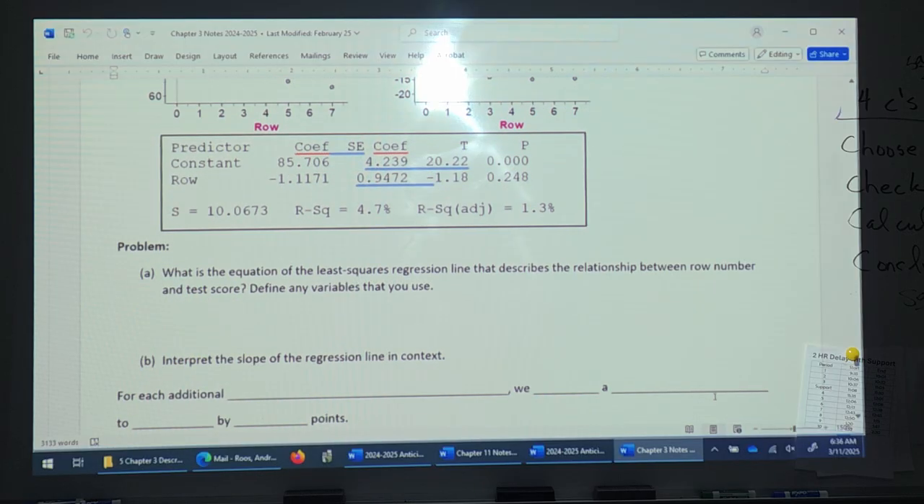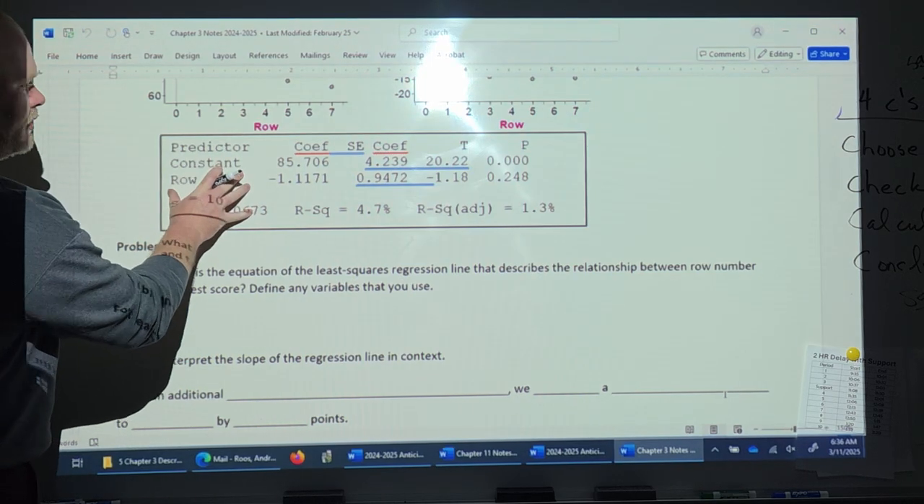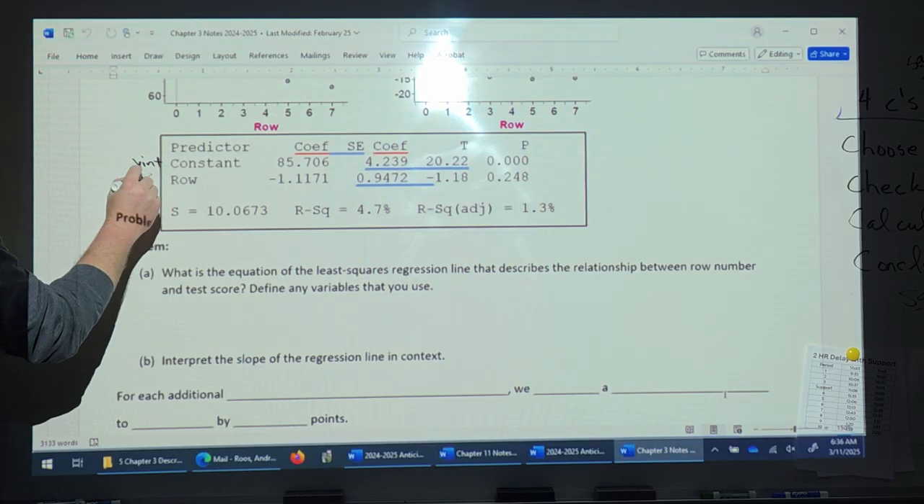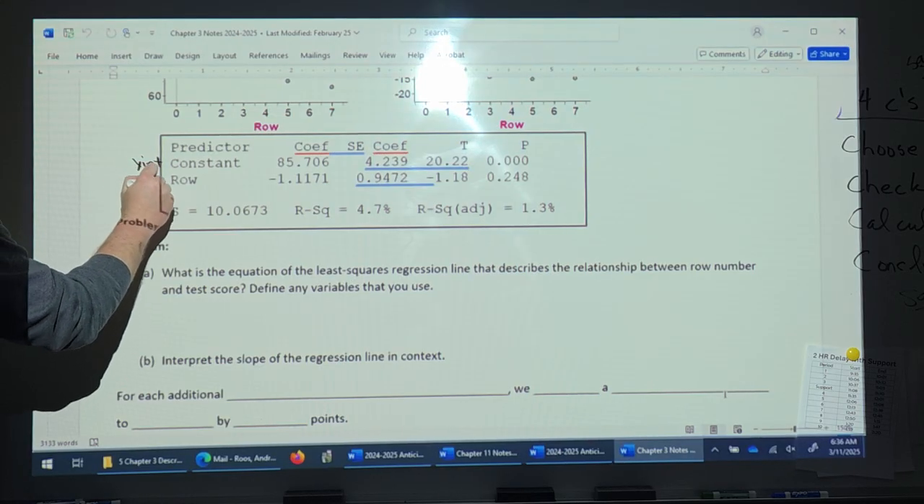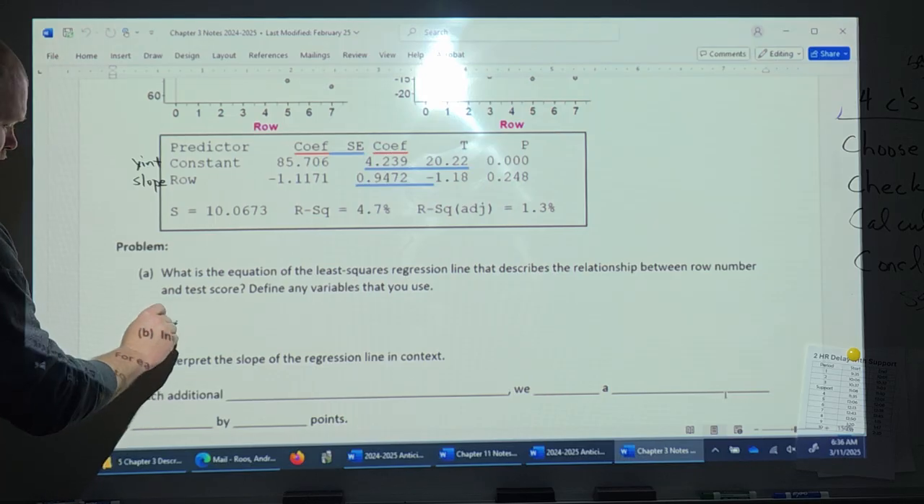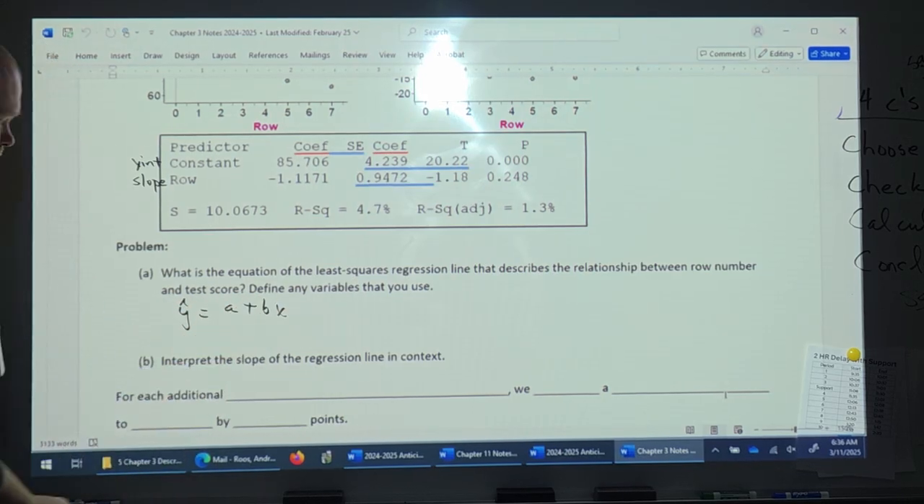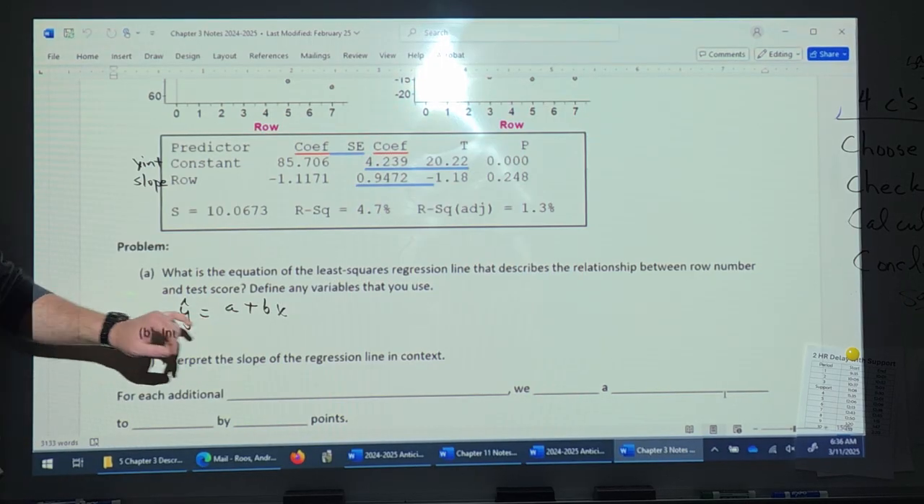So, part A, what is the equation of the least squares regression line that describes the relationship between row number and test score? Remember from these computer regression or Minitab outputs, the top row is talking about the y-intercept, the bottom row is talking about the slope.